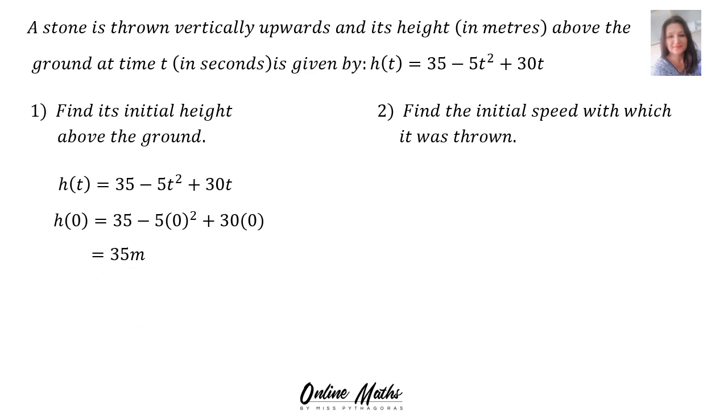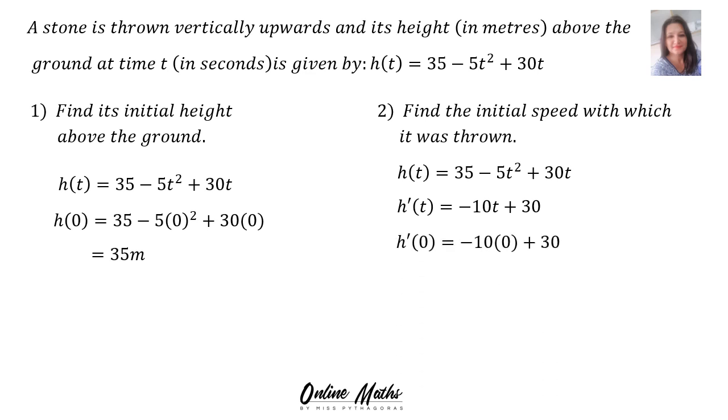Question 2. Find the initial speed with which it was thrown. For speed, we will find the first derivative. There's the equation for the height. The first derivative is equal to minus 10t plus 30. But the question says find the initial speed. Therefore, that implies at time equals 0. In t's place, we substitute 0. Therefore, the initial speed was 30 meters per second.